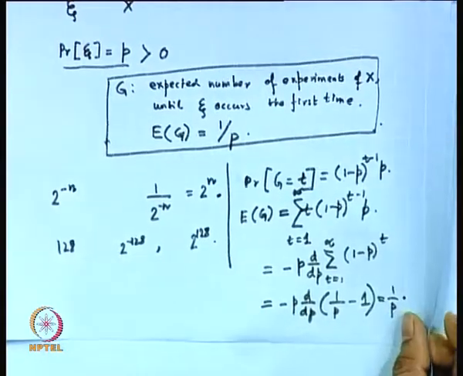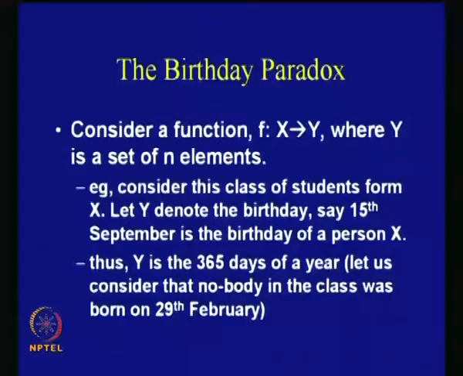Okay, so then we come to the next important concept in today's class, which is called the birthday paradox. The birthday paradox is again quite central to the idea of analysis of ciphers. So consider a function f, which is a mapping from x to y, where y is a set of n elements, and consider that this class of students forms x. Let y denote the birthday, say 15th September is the birthday of a person x.